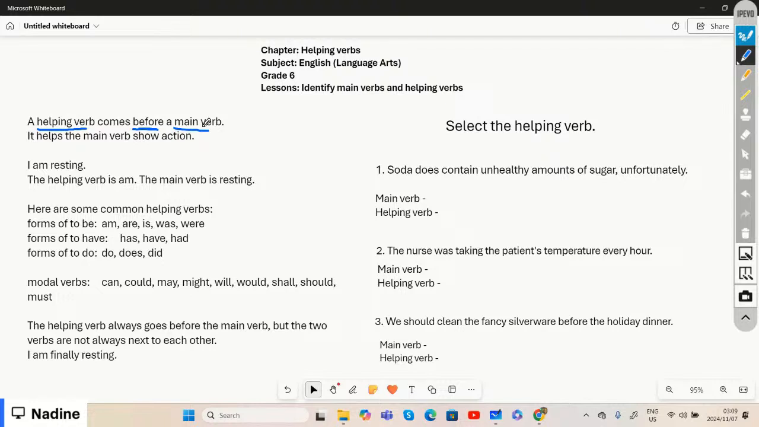But for now, the main verb shows the action that is being done, whether it's running and jumping and rolling, right? And then our helping verb comes before the main verb. So the helping verb comes before the main verb. I think for now, that is important. And the helping verb helps the main verb to show the action.